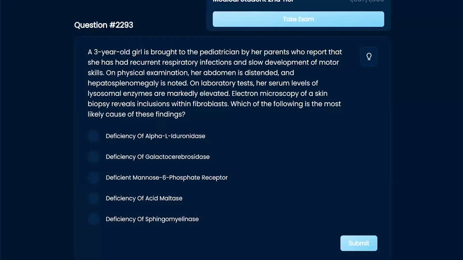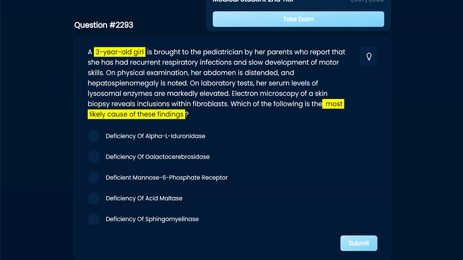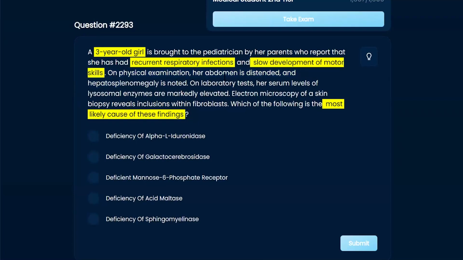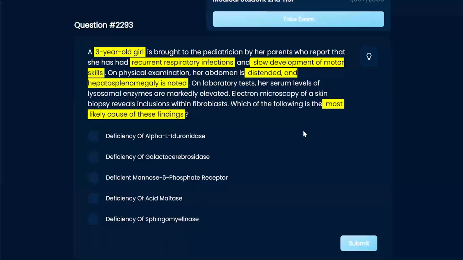Okay, which of the following is the most likely cause of the findings? Looking at our answer choices, this is going to be a biochem, probably some kind of storage, like a lysosomal storage disease. So we've got a 3-year-old girl brought to the pediatrician by parents who report that she has had recurrent respiratory infections and slow development of motor skills. On physical exam, her abdomen is distended, and we do have hepatosplenomegaly. Lab tests show serum levels of lysosomal enzymes markedly elevated, so it is going to be one of the lysosomal storage diseases. Electron microscopy of skin biopsy reveals inclusions within fibroblasts.